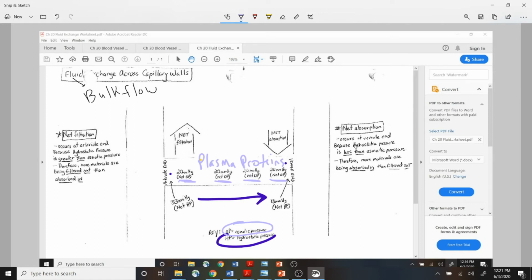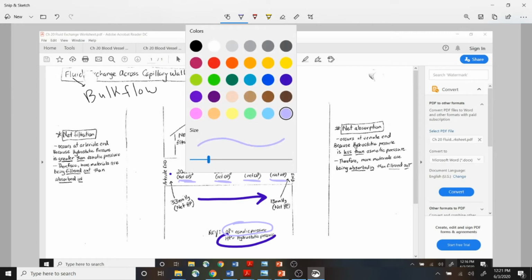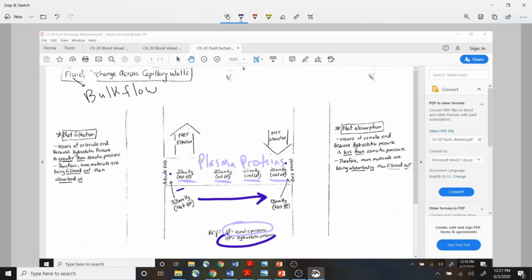It's a battle, bulk flow. Why I filter at the arterial end, and why I absorb mostly at the venular end, is a battle of two overall pressures. It's a battle of hydrostatic pressure versus osmotic pressure. So that battle, let's use a different color. You then ask yourself, well, which pressure is higher? Well, in this case, the hydrostatic pressure inside that arterial end is higher than the plasma protein pressure or the osmotic pressure.